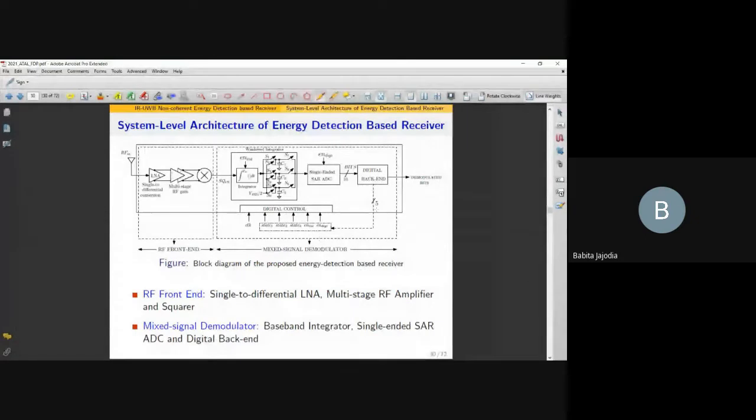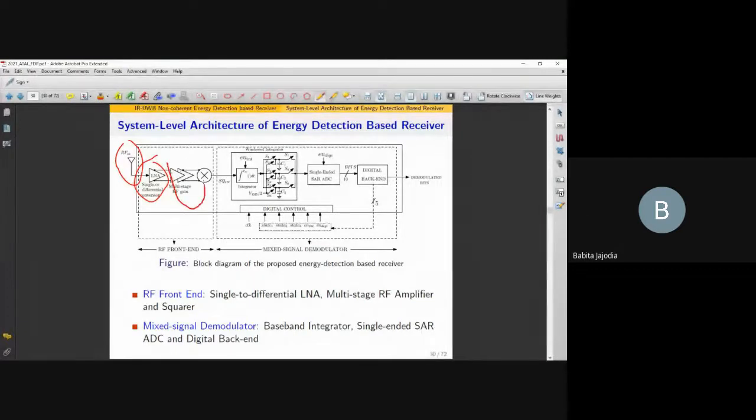So this is the block diagram of the entire energy detection based receiver. As I mentioned, the RF input signal will be received through an antenna, right? We will use an LNA first here, a low noise amplifier. You can see we are using a single to differential LNA, because generally the antennas used are single ended, right? So this will convert into differential, and the LNA will try to decrease the noise level.